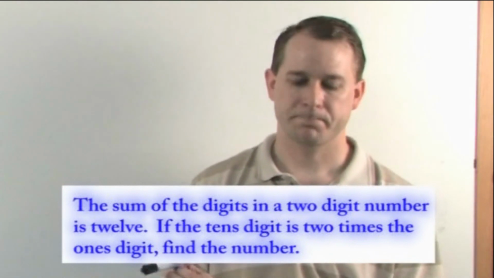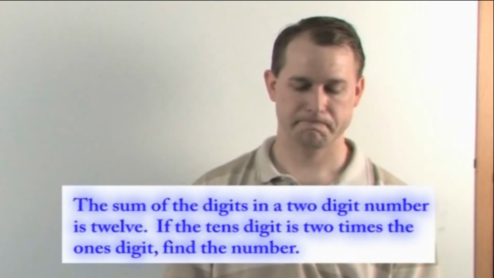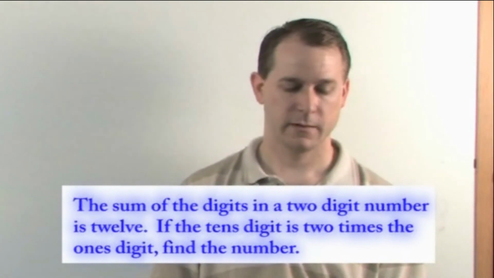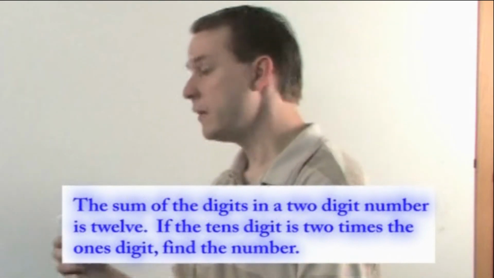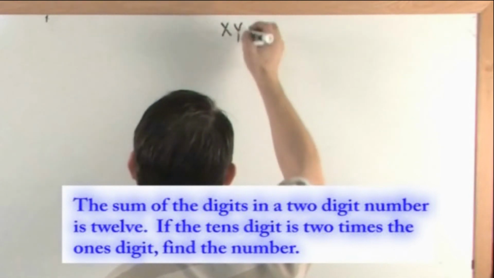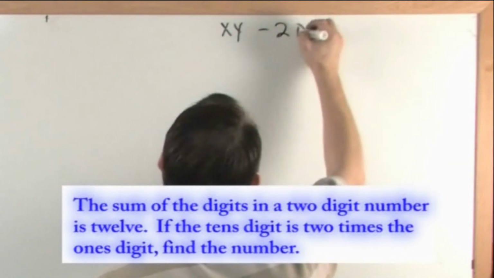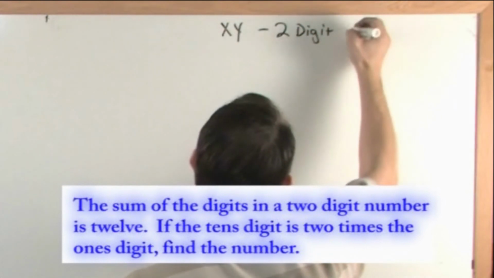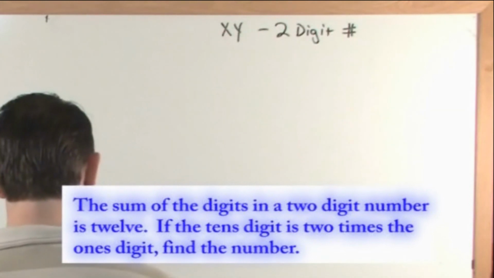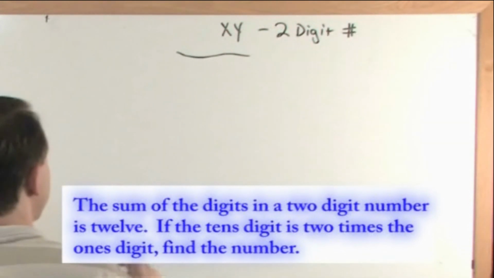Okay, the sum of the digits in a 2-digit number is 12. If the tens digit is 2 times the ones digit, find the number. So again, it's the same thing. It's a 2-digit number, so we're going to have x, y. Those are our 2 digits. Just to remind us, these are not multiplied together. These are our digits.